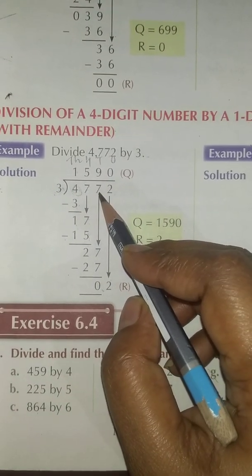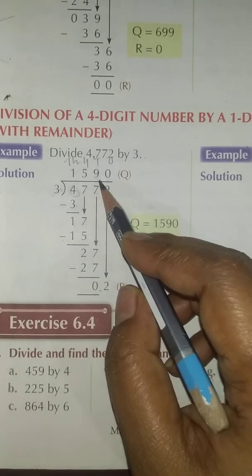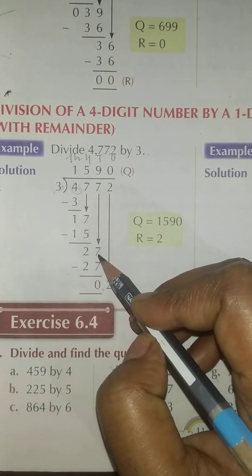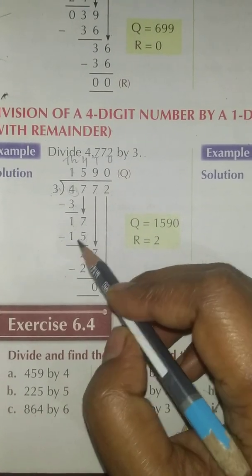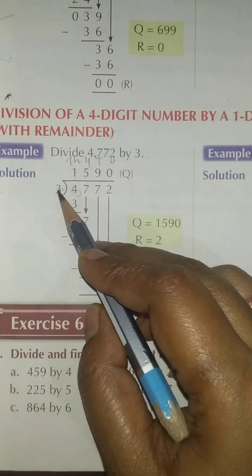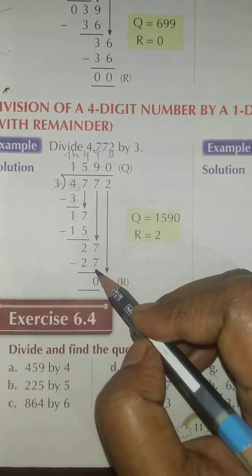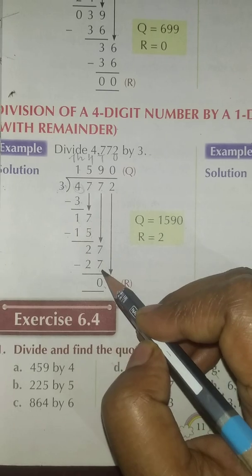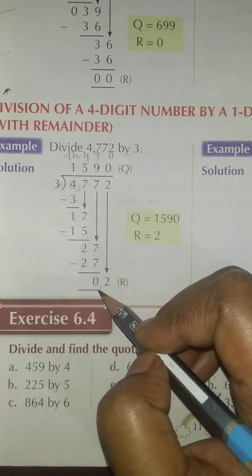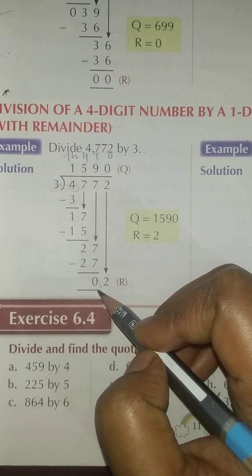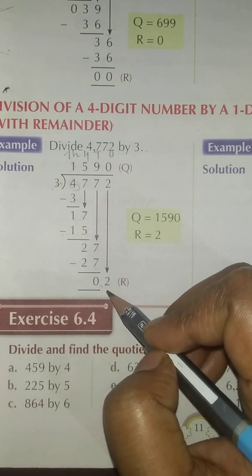Now what we will do, in the next line we will bring down 7, the tens place 7. So now it has become 27. Now we'll read the table of 3. So 3 nines are 27. So 27 minus 27 is equal to 0. Now you bring down 2 here.